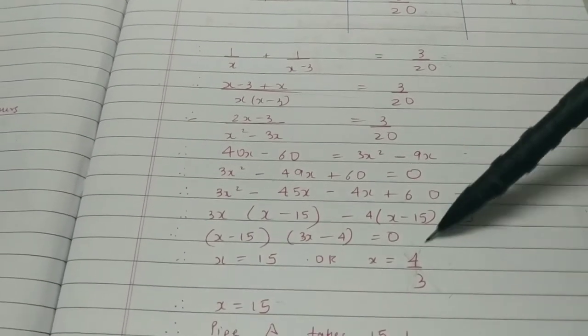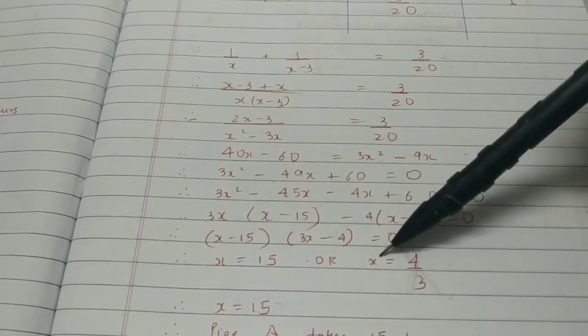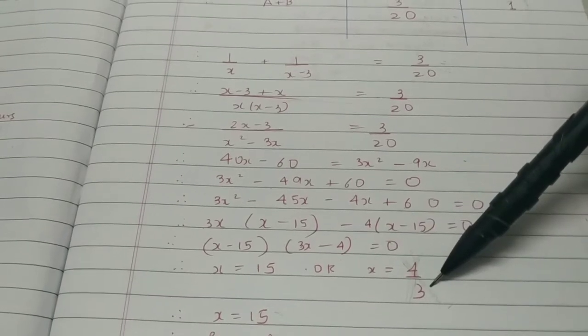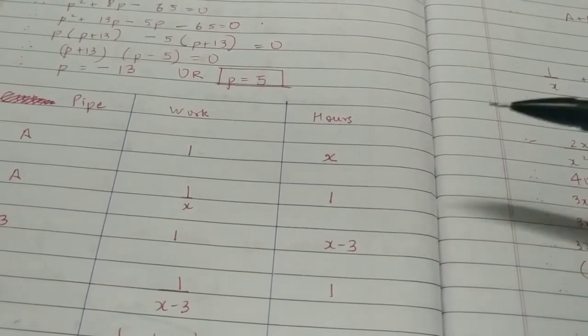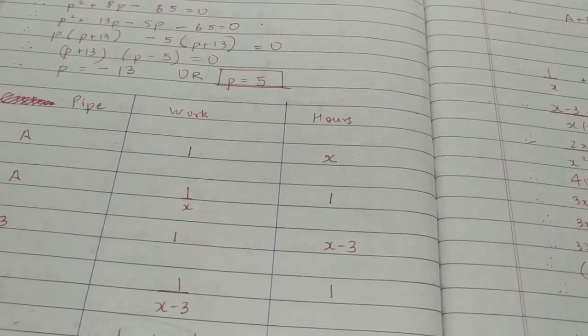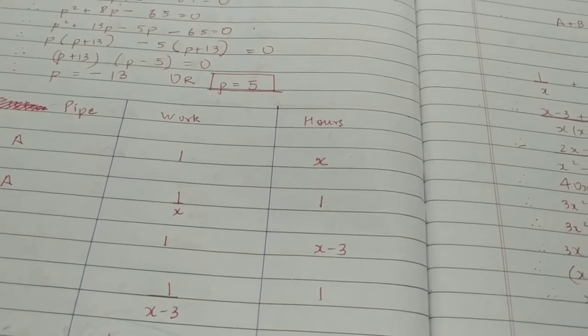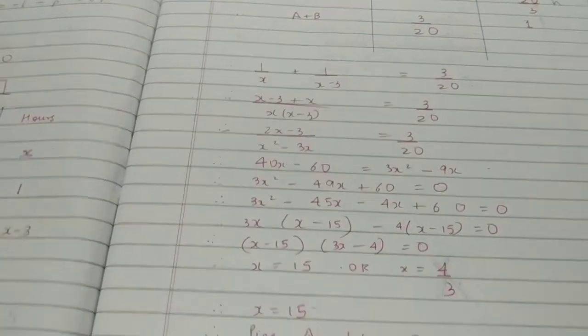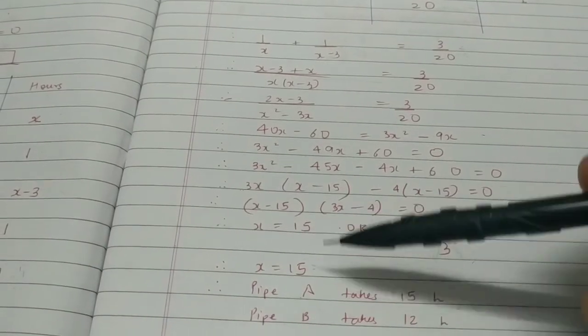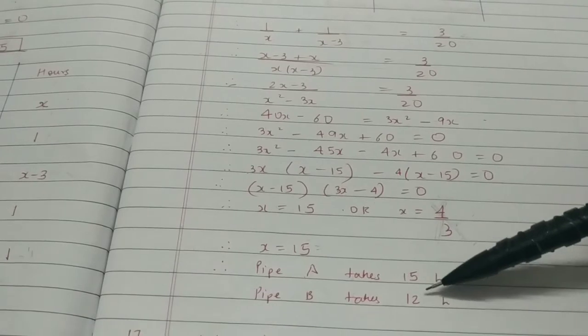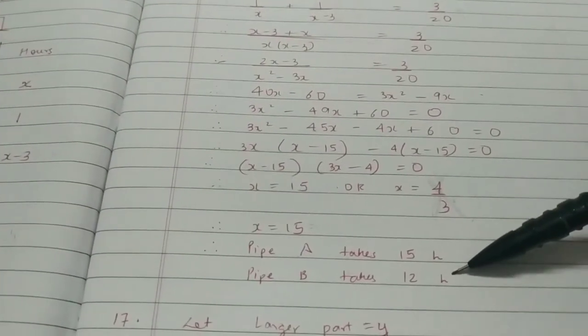of X. This value of X won't be accepted because if X is 4 upon 3, that's fine, but then X minus 3 will become a negative value. How can B do work in negative time? That would mean that it's traveling back in time. That's not possible for pipes unless it's being used by flash or something traveling faster than the speed of light, which has not been stated in the question, so we can't use such assumptions. We'll accept X as 15. So pipe A takes 15 hours and pipe B obviously will take 3 hours less, which is 12 hours.